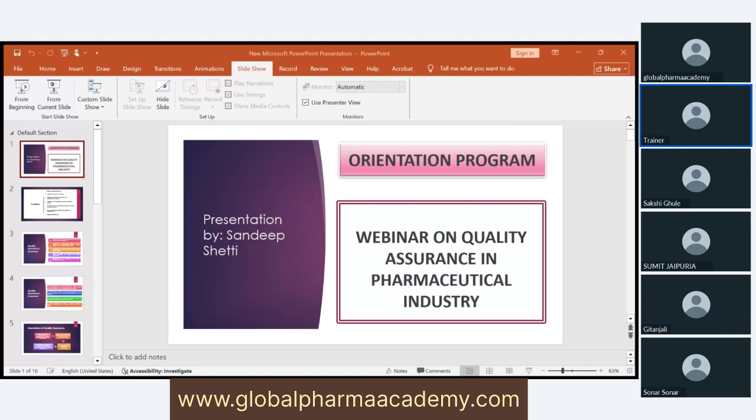Next is change control. So in any organization, if there is some change, or if we are going to bring a new machine, or a new facility we are constructing, it needs to be documented. That procedure is called change control. So any area or new equipment we want to bring and construct has to be documented and needs to be approved by the quality assurance department.